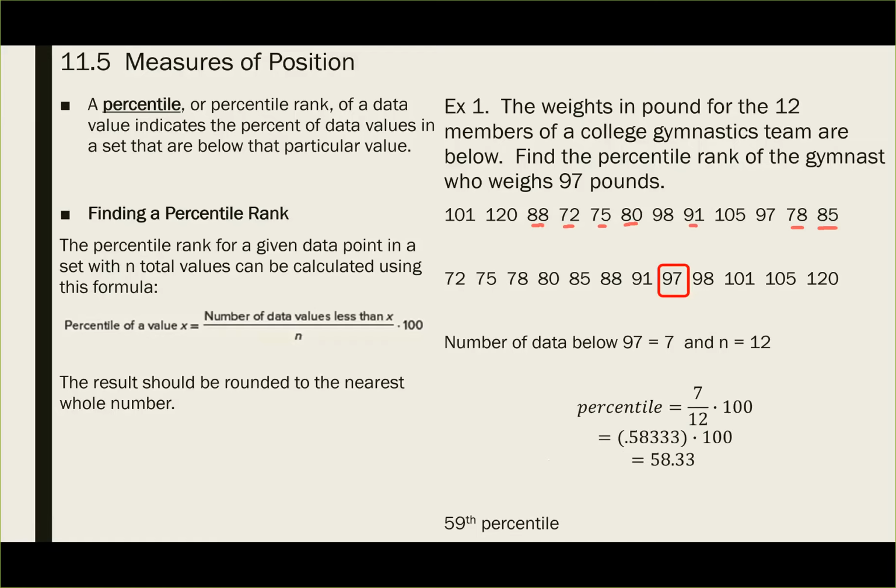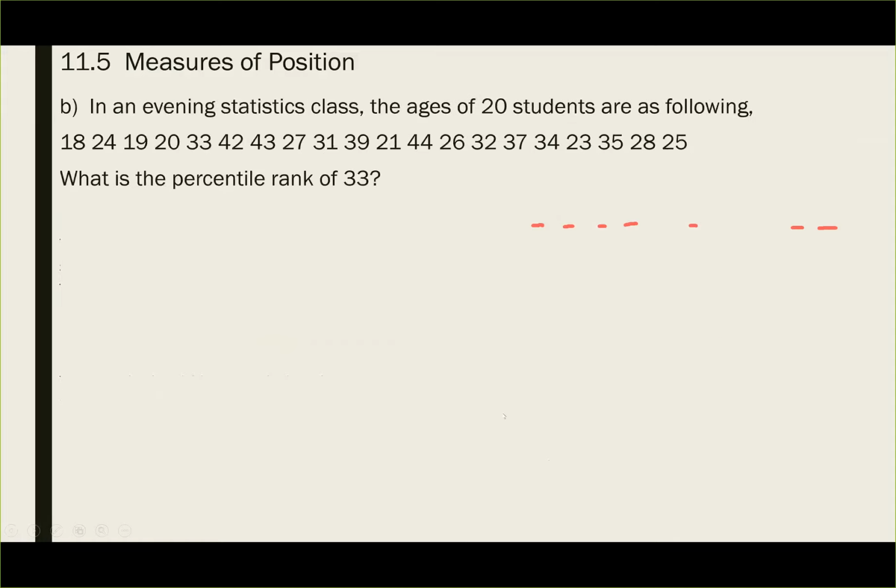So again, looking at this, finding the percentile is very doable. Just find the number of data less than the particular value, divide by the total number of data, and then multiply by 100, okay? So again, let's take a look at another one and then see if we have questions.